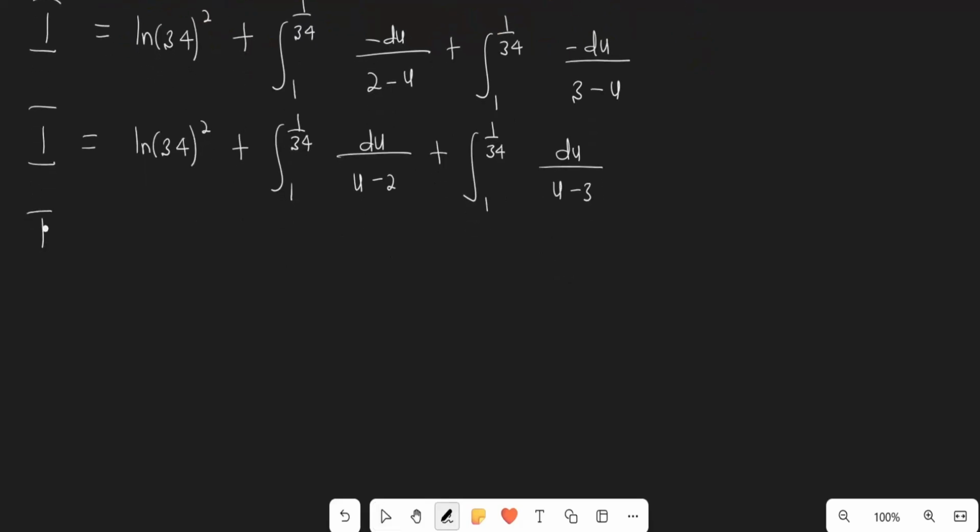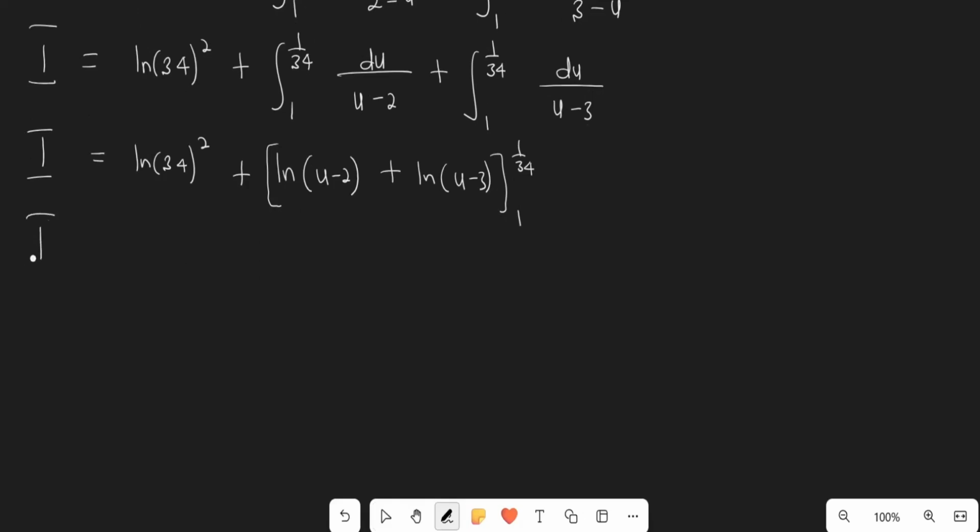So now those ones are trivial. So that is ln 34, this is squared, and now plus, the differential of this one is the numerator. So when we differentiate them, we get the numerator. So this is just ln of u minus 2. That is the integral. And this one is going to be ln of u minus 3. The limits of integration from 1 to 1 over 34 for both of them.